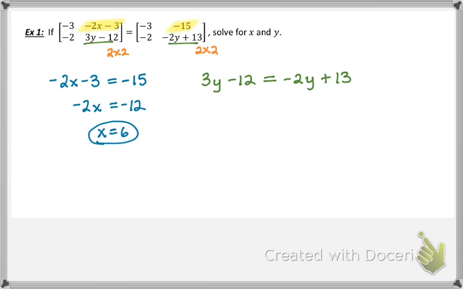And then for y, what y value will make the elements in the second row, second column equal to each other? Again, let's solve for y. Add 2y on both sides.